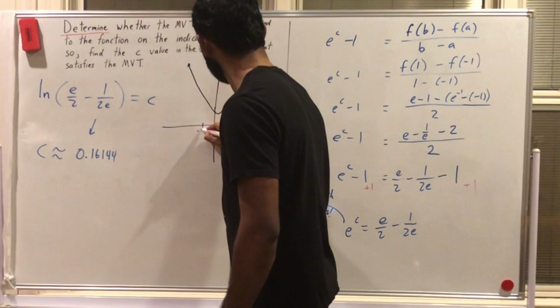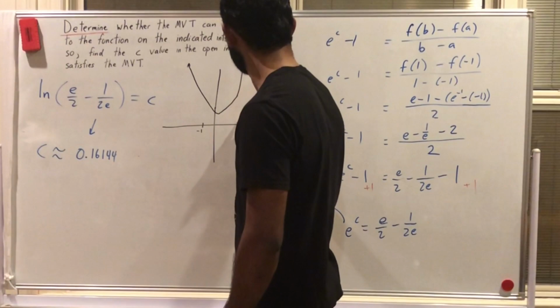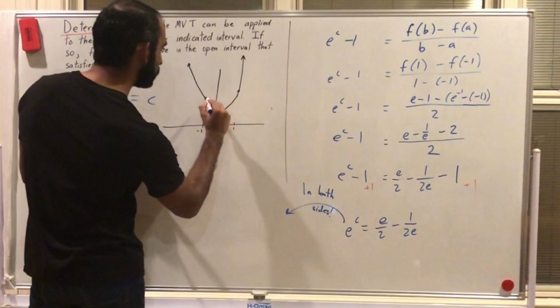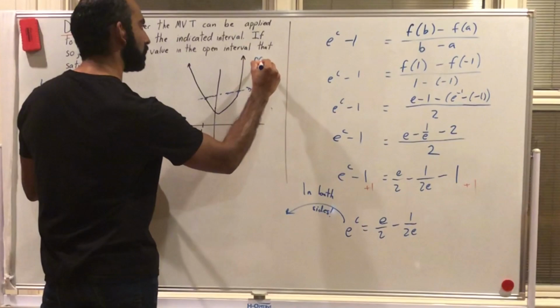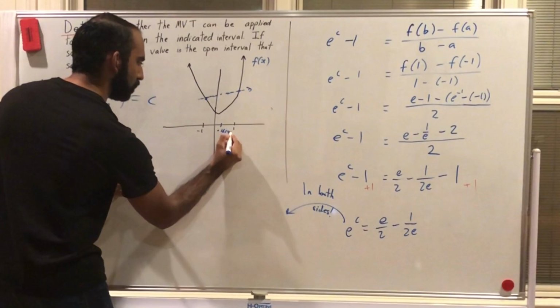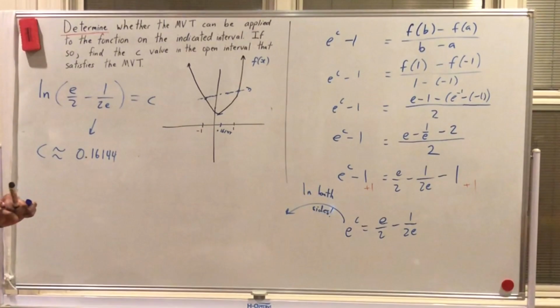So let's let that be negative 1, and that be positive 1 right there. Okay, this is just a sketch. What this means is at that point and this point, if you were to connect that with a dotted line, the slope of this thing equals the instantaneous slope of f at the instant where your x-coordinate is about 0.16144. Okay. So like right there. So that's the visual side of what this computation means.